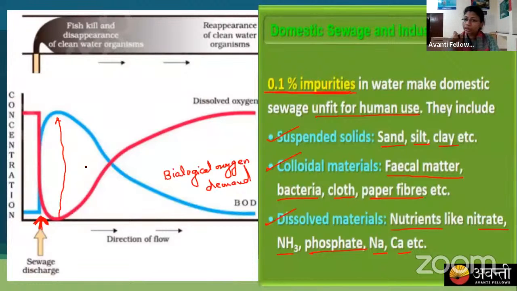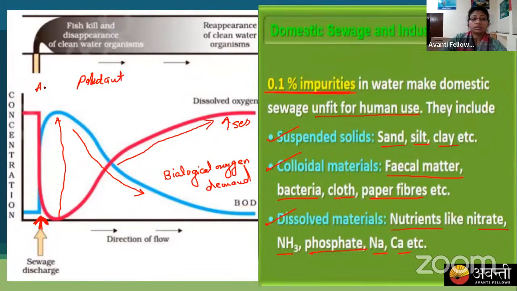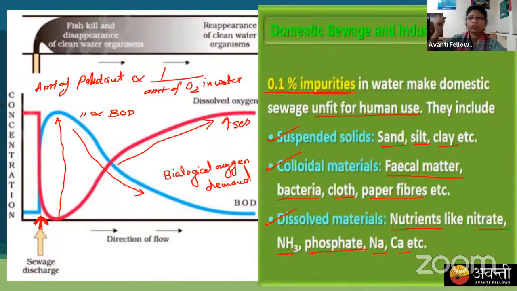But as the water keeps getting pollutant free, the BOD starts decreasing, whereas the amount of dissolved oxygen starts increasing because the microbial growth has come under control due to the reduction of the pollutant. So the amount of pollutant is inversely proportional to the amount of oxygen present in water, whereas the amount of pollutant is directly proportional to the BOD. The larger the pollutant amount, the larger the BOD. If the pollutant amount is less, the BOD is also less.